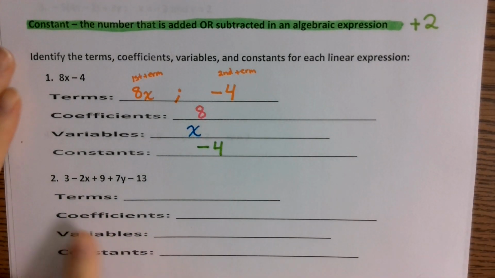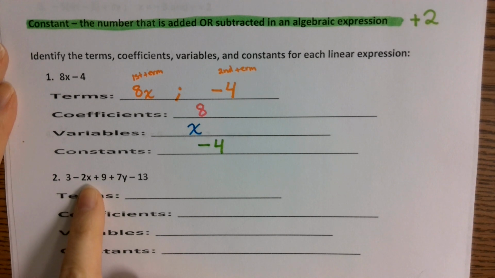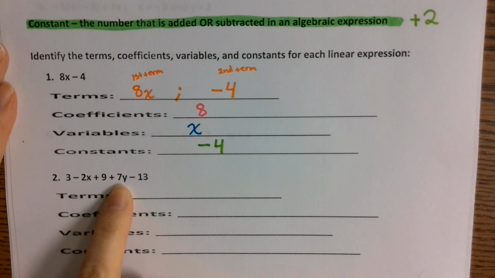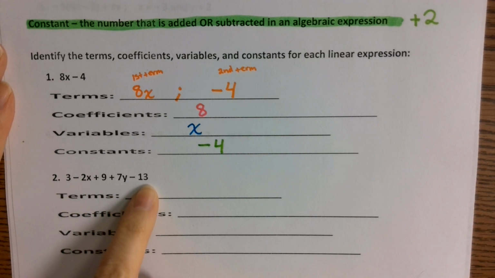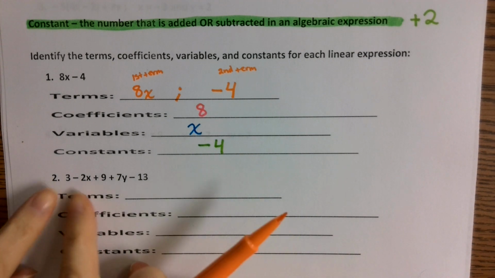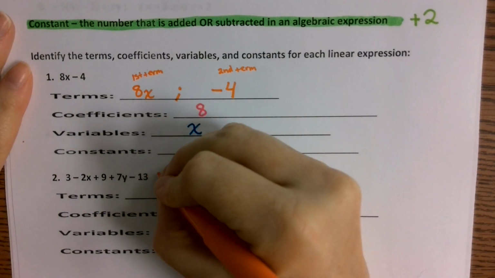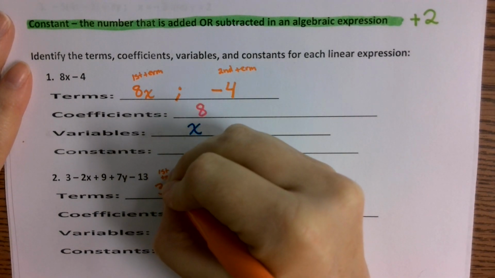So for problem number 2, it's a bit of a longer statement, isn't it? We've got 3 minus 2x plus 9 plus 7y minus 13. So we have quite a few terms here. Who can tell me what the first term is? Aisha? Well, you don't have to say negative because the negative is behind it, isn't it? So it's just 3. Just the 3. So our 3 is going to be our first term.